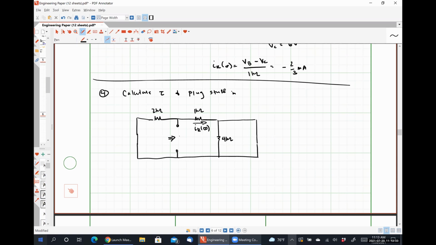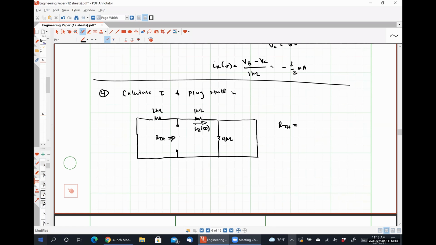So what is our equivalent resistance? Three kilo ohms in parallel with 4 kilo ohms. I disagree. There's no current. They're all in series. Also disagree.